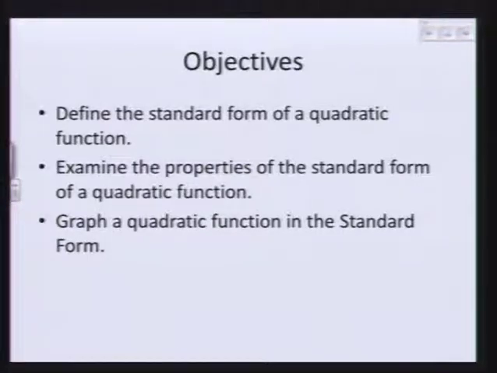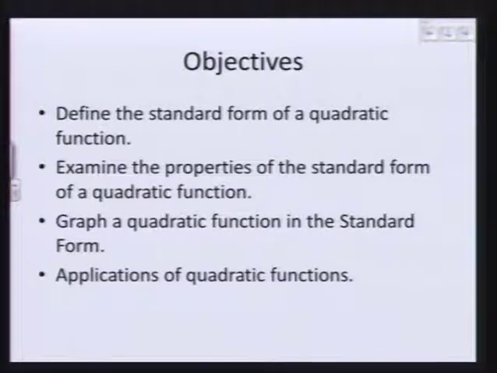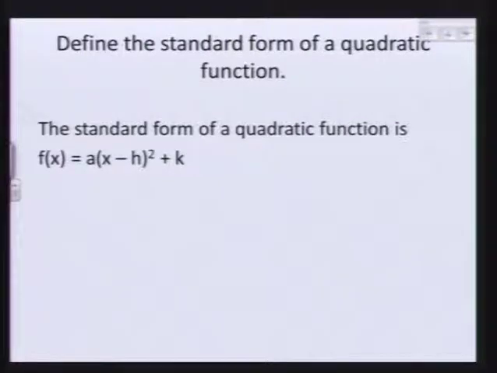We saw in part 2 of this series on quadratic functions that we graph the quadratic function in the general form. But here we're going to show you how to do the standard form. Some people like graphing the standard form a lot better than the general form. Also, we're going to look at applications of quadratic functions, and we'll take a look at 2 applications involving quadratic functions.